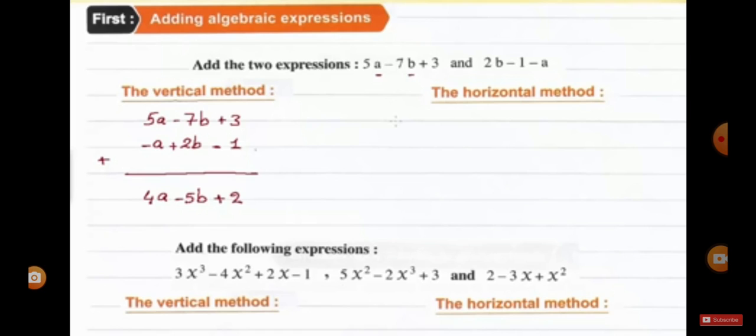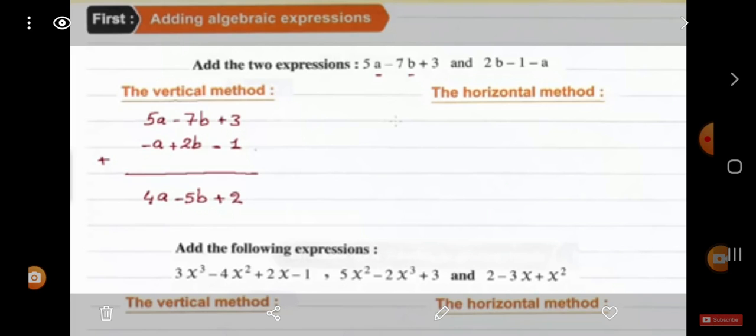The example, as we see: add the two expressions 5a minus 7b plus 3 and 2b minus 1 minus a. As we see, we have two expressions, each one containing three terms. Then I have two ways. The first method is the vertical method.